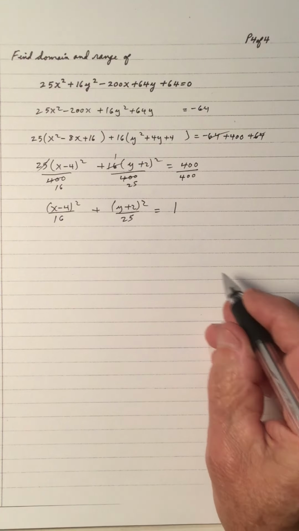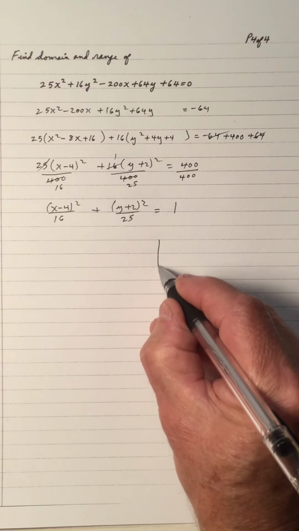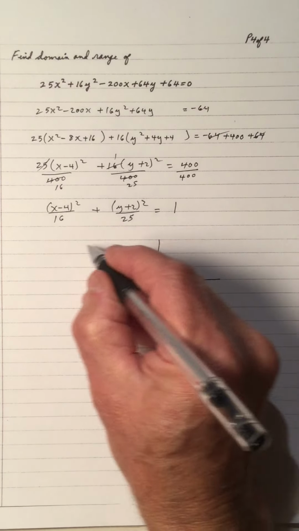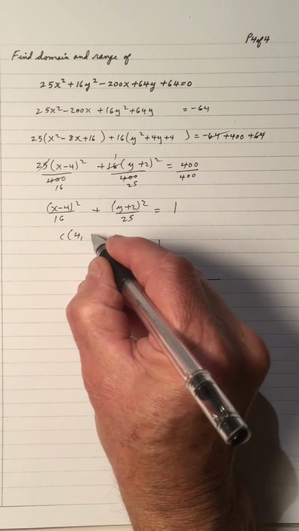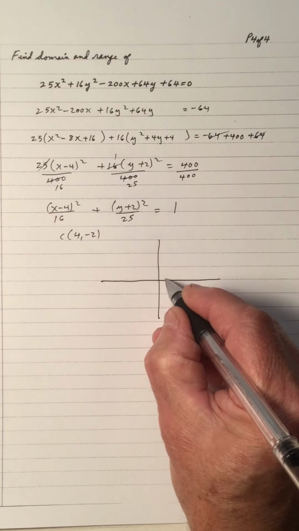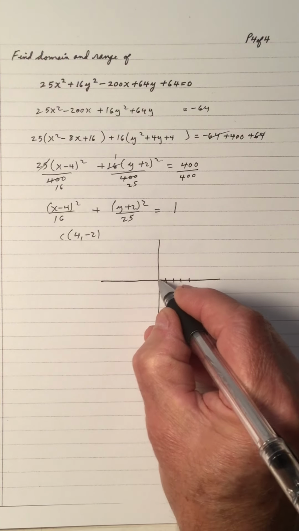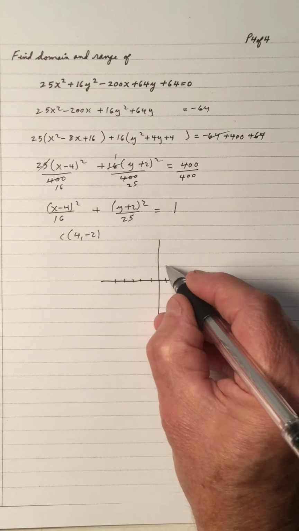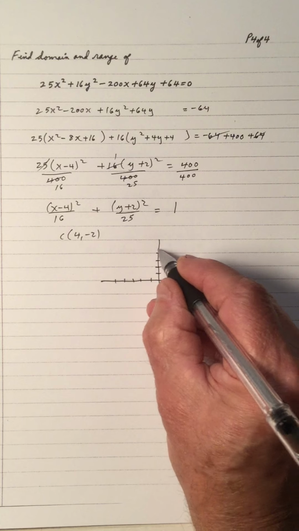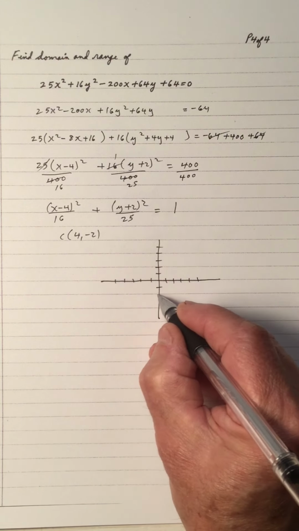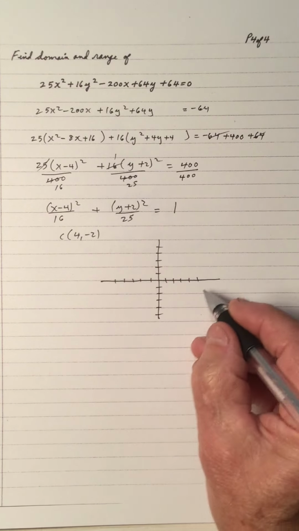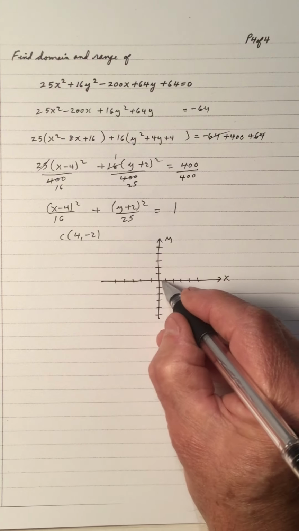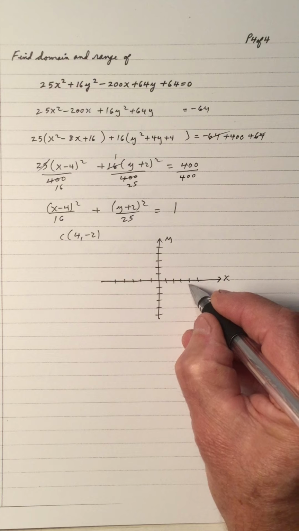So now, let's draw the graph. I like to draw in the graph. The center is (4, -2). Let's plot these first and just do 5s. Okay, that's the x-axis and that's the y-axis. Center is (4, -2). X is 4, y is -2.